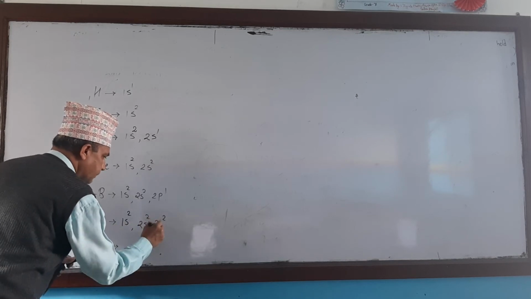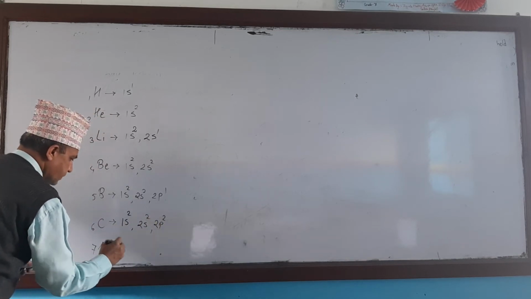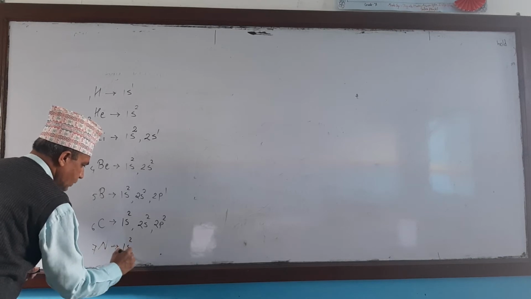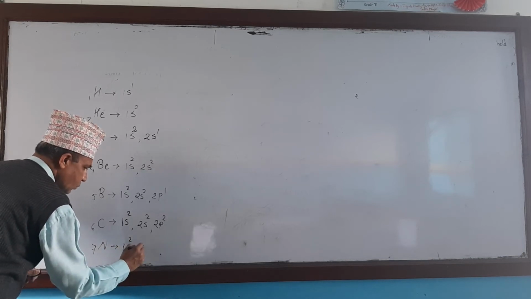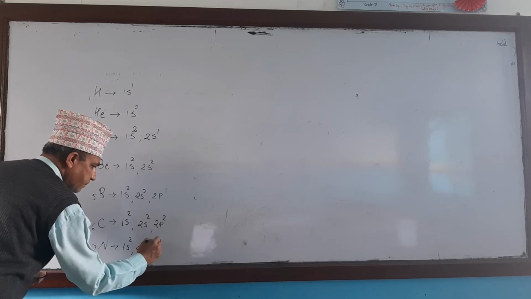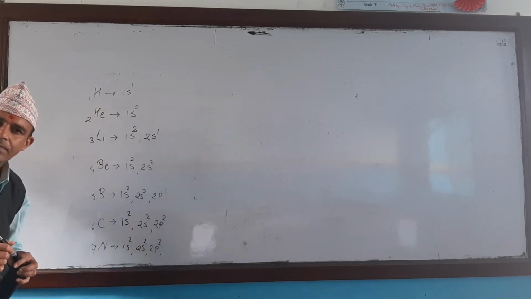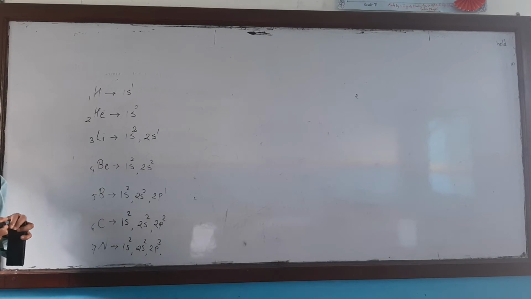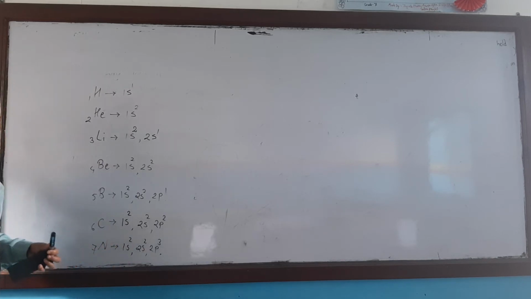2p2. This is nitrogen: 1s2. Now you say 2s2, 4 done, 2p3. Can you write 2p3? Why not? Because the electron holding capacity of p is maximum 6. Here only 3 we can do.